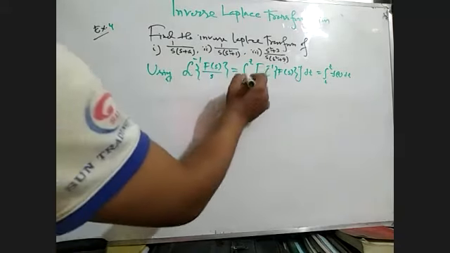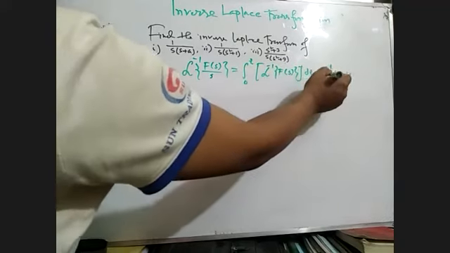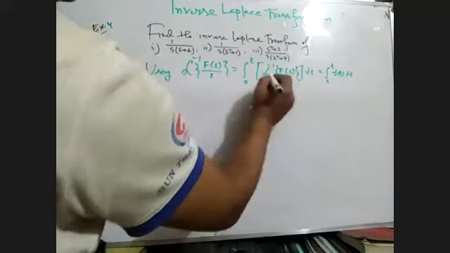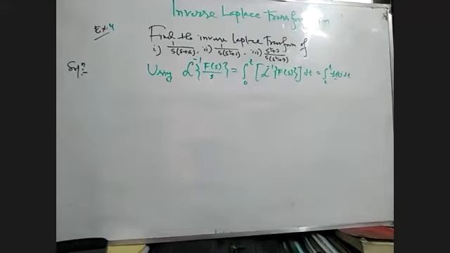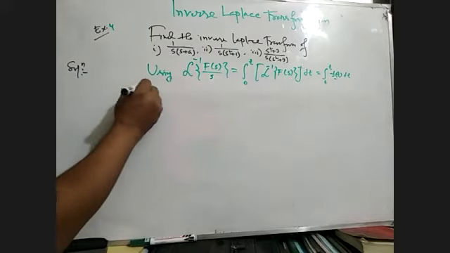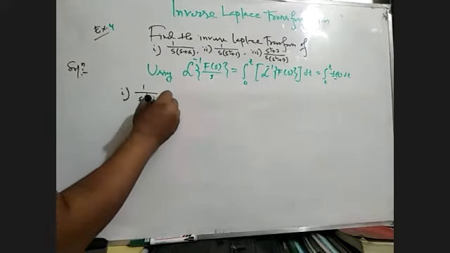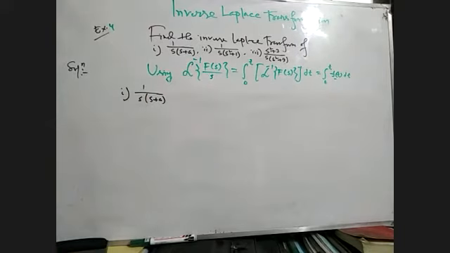So you have to take the integration of the inverse Laplace transformation of f of s, which will be the original function f of t. You must know this is the inverse one. So using this property, how do we solve inverse Laplace transformation? In the first example, 1 divided by s into s plus a. How do we solve this type of problem?